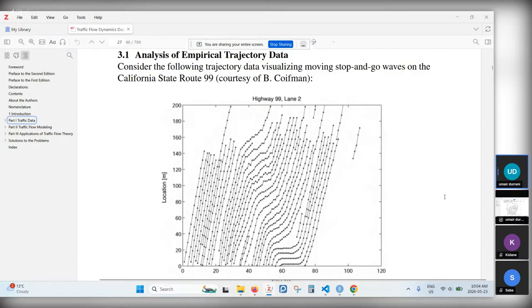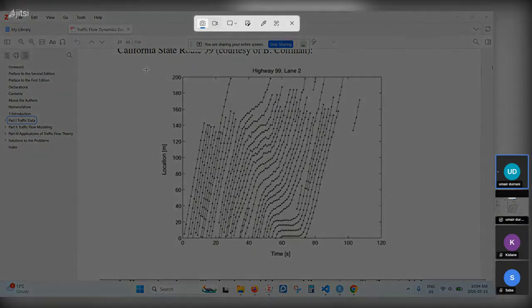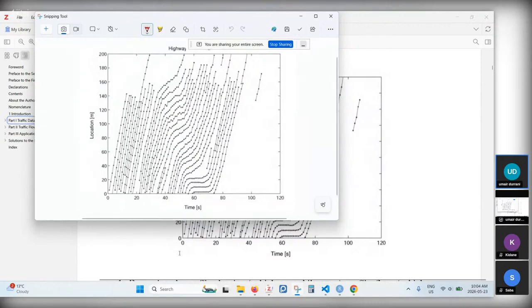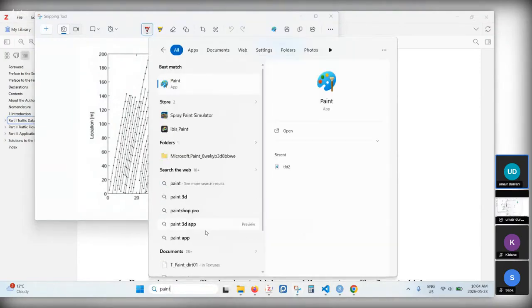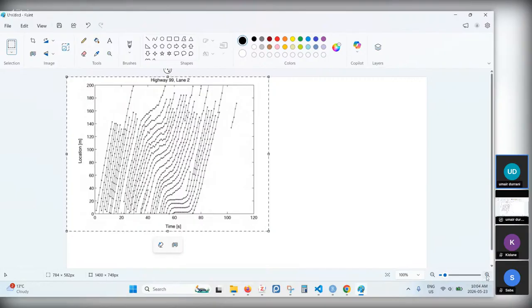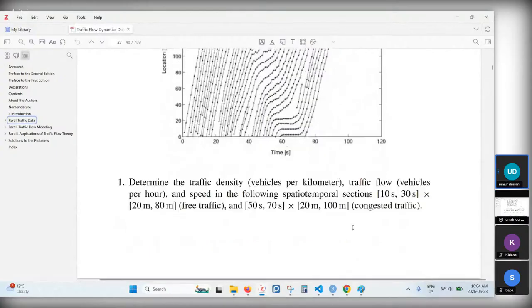So the first one is about these trajectory data, where they say consider the following trajectory data visualizing moving stop and go waves on the California State Route 99. And let me take this and put this in paint so we can draw on top of it. All right, let's see the first question.